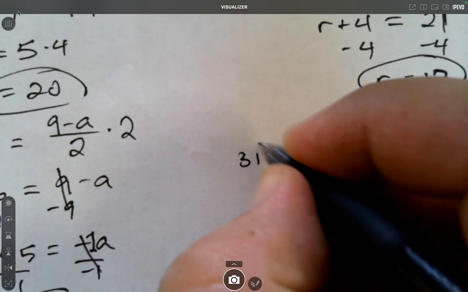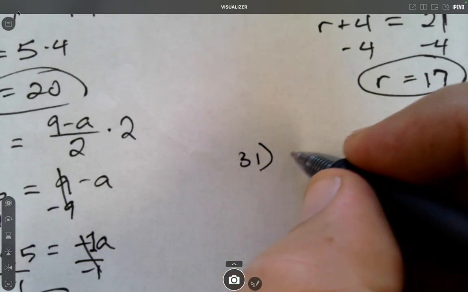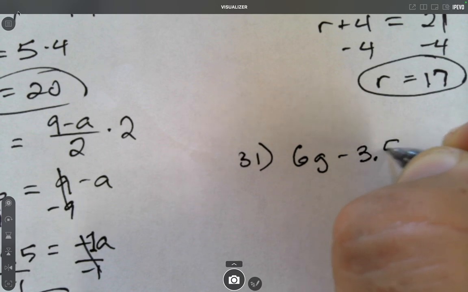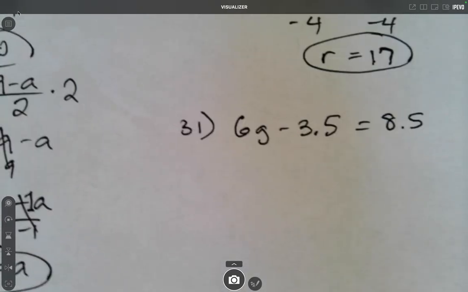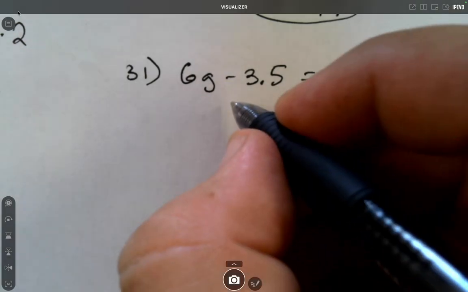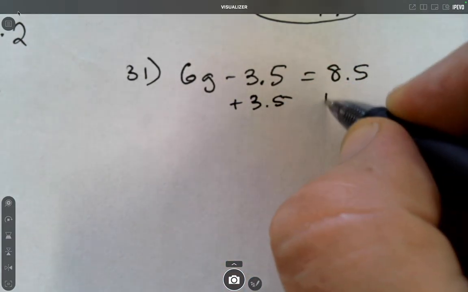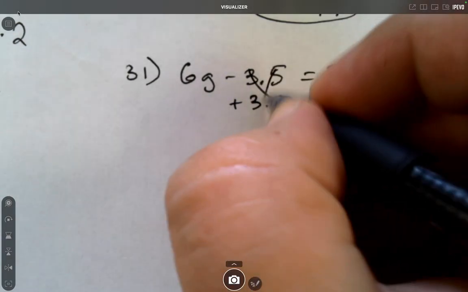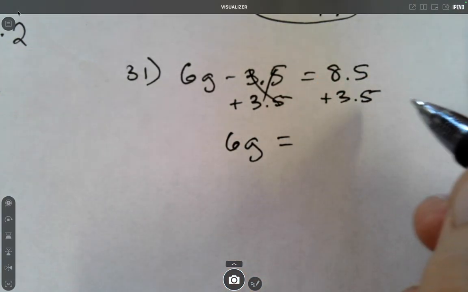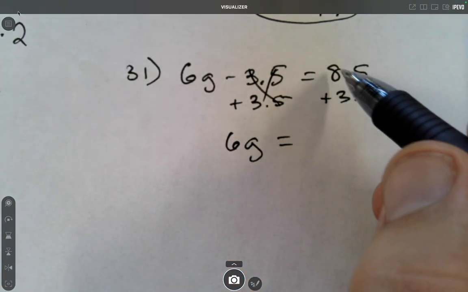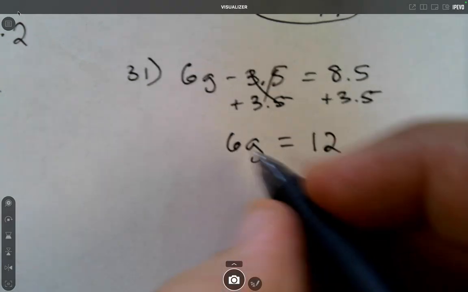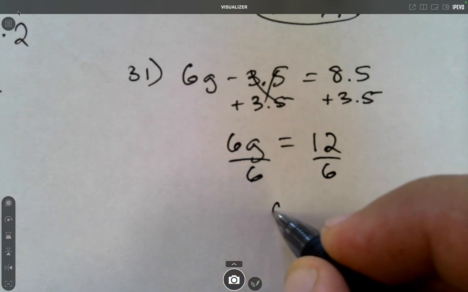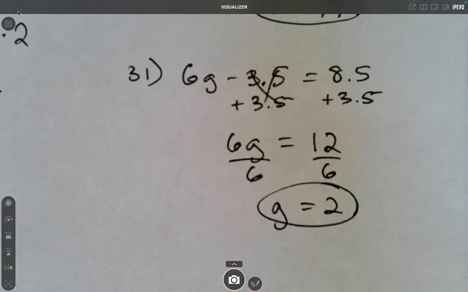Okay, 31, 6g minus 3.5 equals 8.5. We'll start by adding 3.5. Half and half is 1. 8 and 3 is 11, so 11 plus 1 is 12. We divide both sides by 6, and we get g is equal to 2.